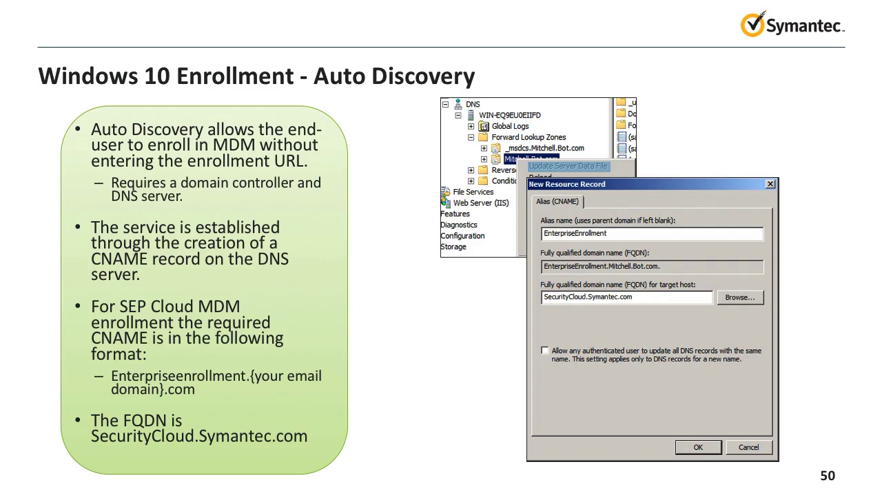Auto Discovery allows the end user to enroll Windows 10 devices in MDM without entering the enrollment URL. Configuration requires a domain controller and DNS server. The service is established through the creation of a CNAME record on the DNS server. For SEP Cloud, MDM enrollment requires a CNAME record in the format of enterpriseenrollment.youremaildomain.com. The required FQDN entry is securitycloud.symantec.com.